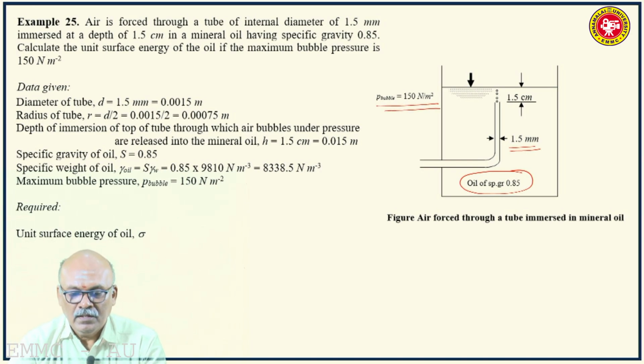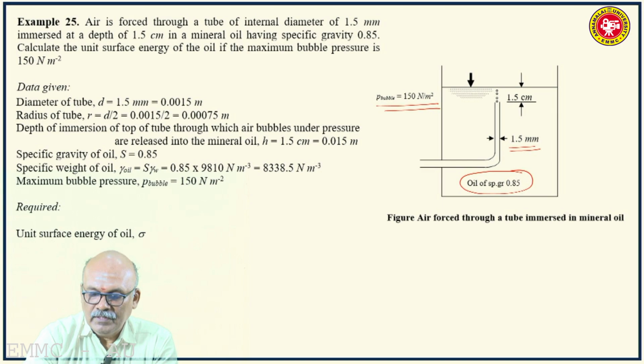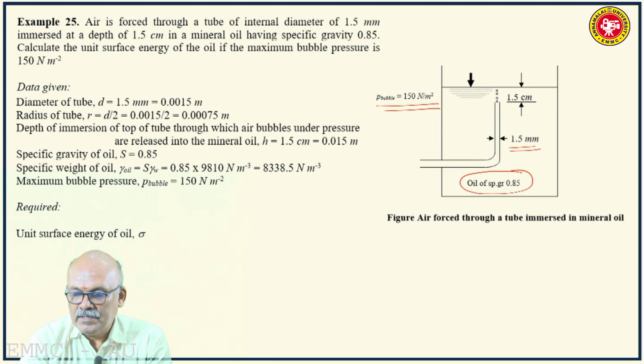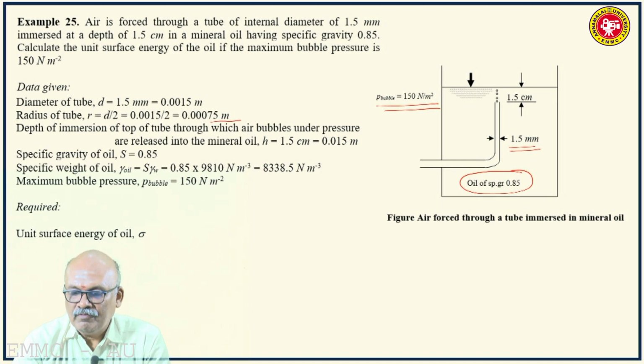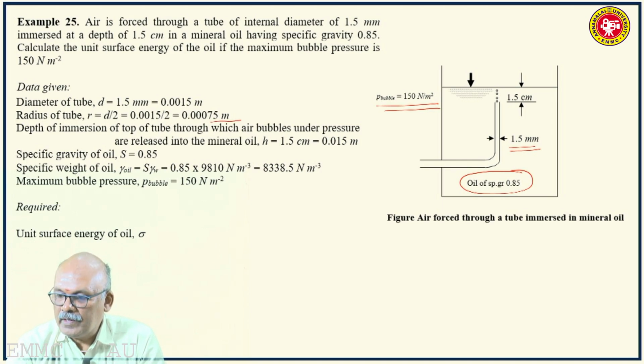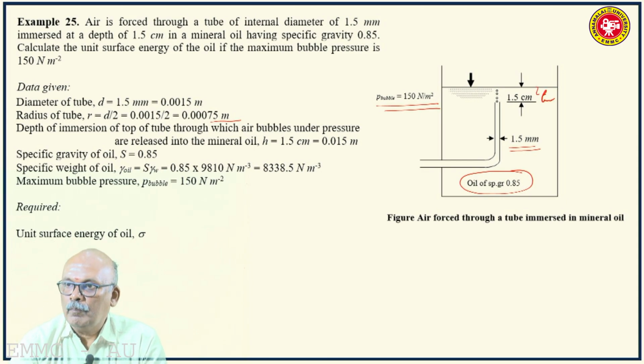So let us put the data in with the proper notations. The diameter of the tube, small d, is 1.5 millimeters, put it in meters, 0.0015 meter. Radius, half of that, r, is 0.00075 meter. Depth of immersion, I put it as h, that is 1.5 centimeters, that is 0.015 meter.